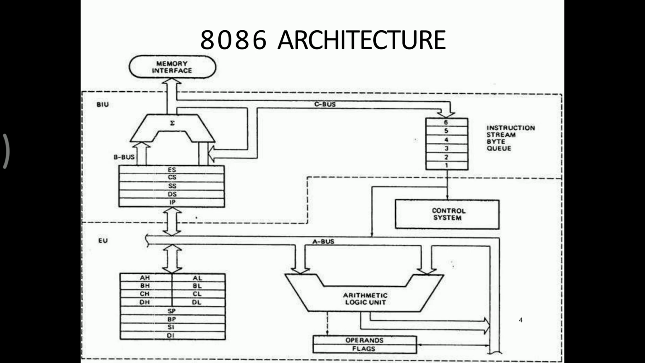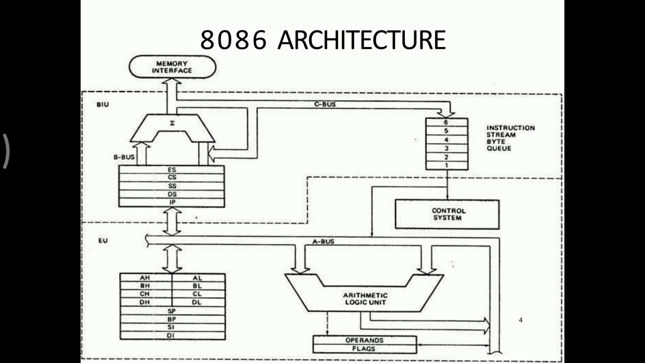Here we have the memory interface, then blocks like the instruction stream byte queue, the control system, and the arithmetic logic unit. Here the 16-bit arithmetic operations will happen. What is an arithmetic operation? It is addition, subtraction, multiplication and division. We give the instruction, and the arithmetic logic unit performs the operation. If you want to perform addition, we give an instruction like ADD BL, CL. So these two registers will be added in this arithmetic logic unit.